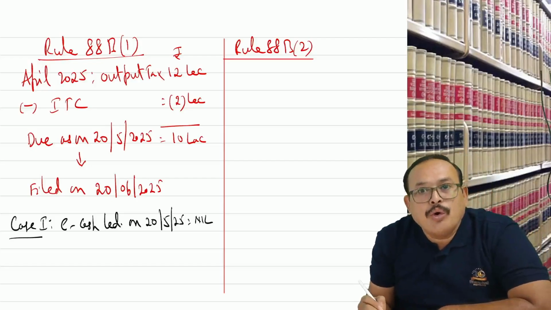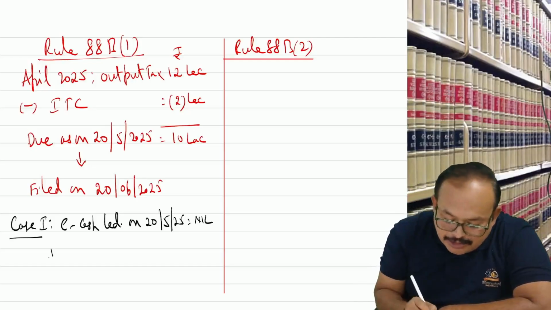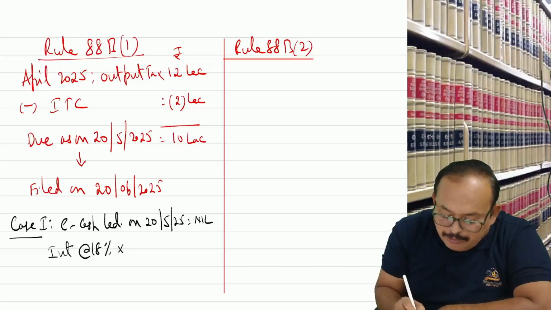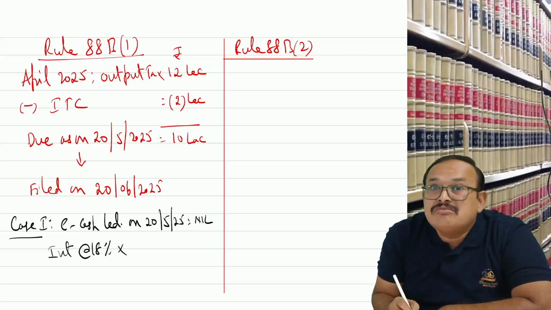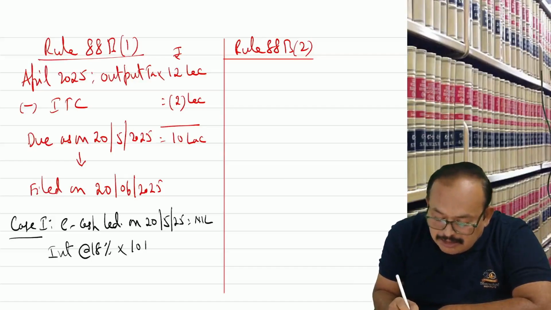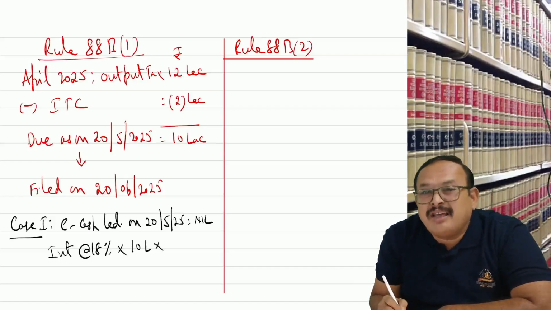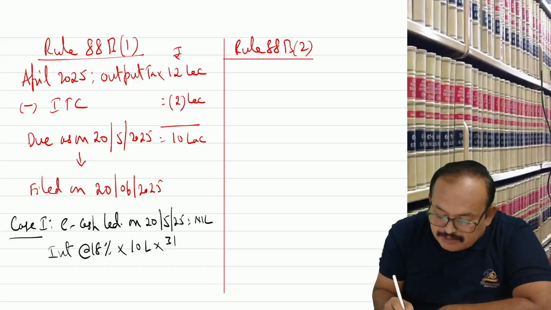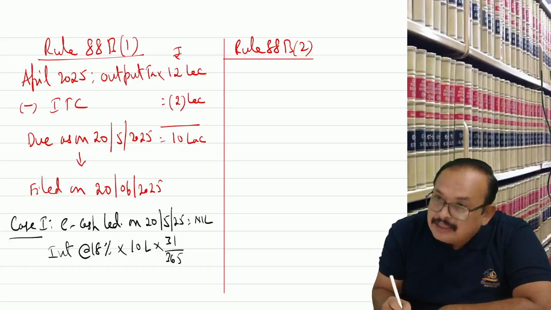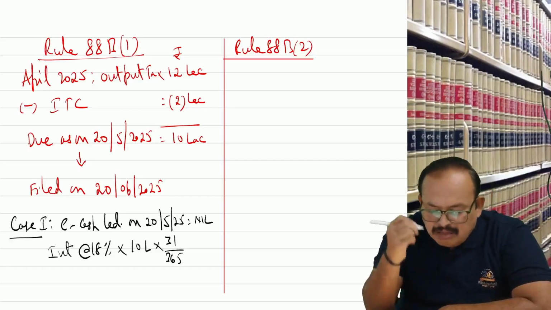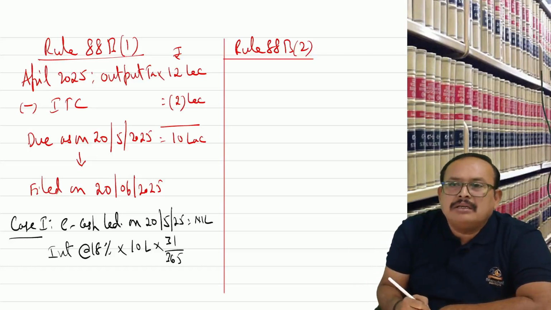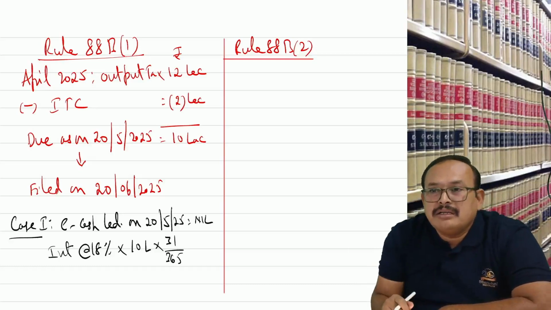If so, interest at the rate of 18% per annum on what value? On 10 lakhs. For how many days delay? 31. Due when? May month due.